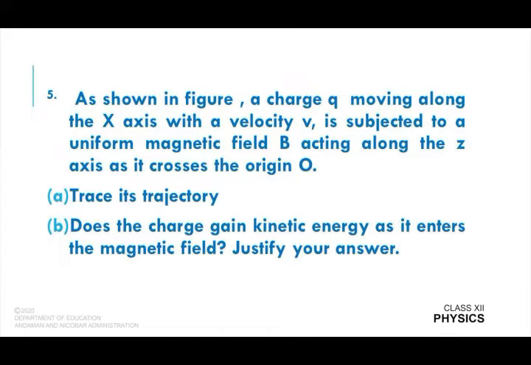So once again I am going to read back. As shown in the figure, a charge Q moving along the x axis with a velocity v is subjected to a uniform magnetic field B acting along z axis as it crosses the origin O. Question number 1, trace its trajectory. And question number 2, does the charge gain kinetic energy as it enters the magnetic field? And you are going to justify your answer. You can focus on the diagram.